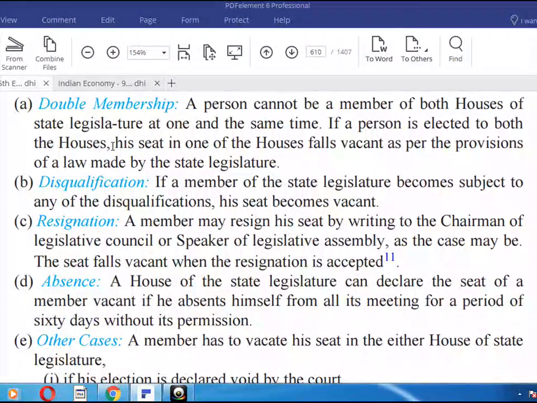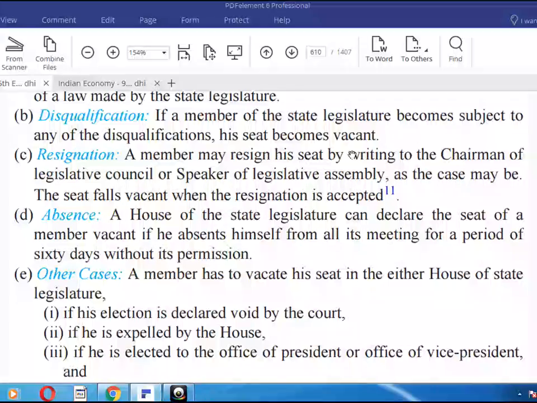Disqualification: if a member of the state legislature becomes subject to any of the disqualifications, his seat becomes vacant. Resignation: the member may resign his seat by writing to the chairman of the Legislative Council or the speaker of the Legislative Assembly, as the case may be. The seat falls vacant when the resignation is accepted.